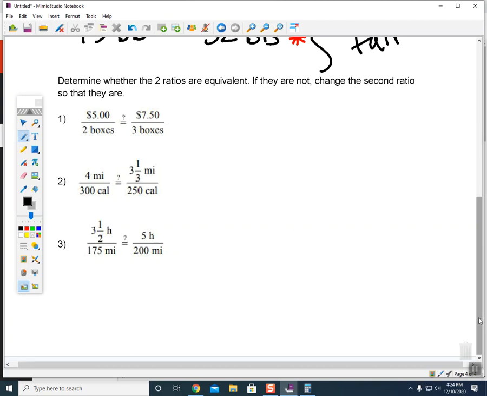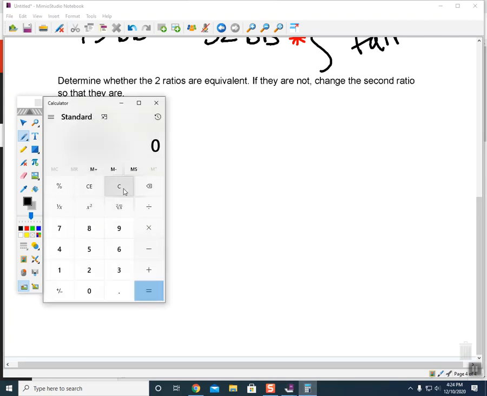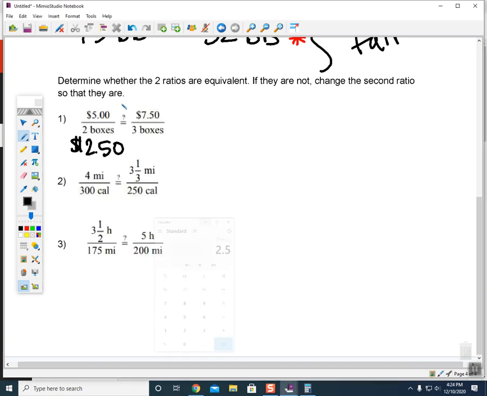I think that this is a helpful one to look at unit rates. So if I have $5 for 2 boxes, what does that mean I'm going to have for 1 box? Well, 5 divided by 2 is $2.50. So every box is going to be $2.50. So then I would have $7.50 for 3 boxes. That one is a little bit tougher to do in my head. So $7.50 divided by 3 boxes. Oh, that's also $2.50. Yes, these form a proportion, right? $2.50 per box equals $2.50 per box.